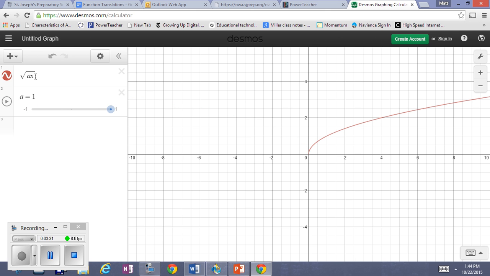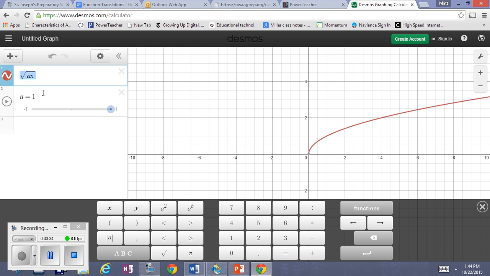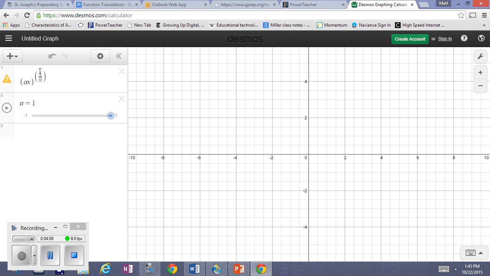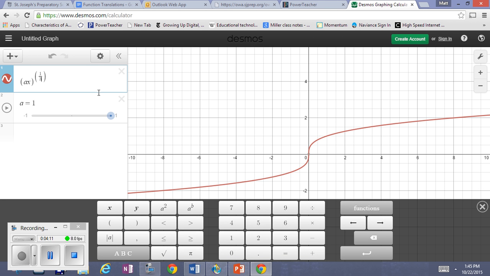What's the difference? What if we look at the cube root of x? So we're going to have to enter that as the quantity, parentheses, ax, to the power, I think we should be able to do it this way, right? And then we're going to have to put that 1/3 power in. 1 divided by 3. That should give us the cube root graph. Let's hope. There's our cube root graph.